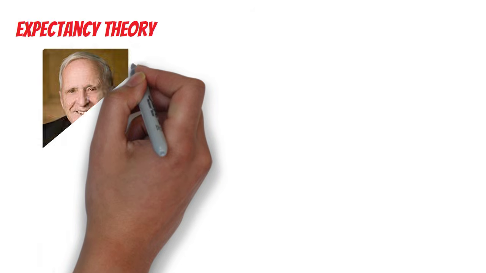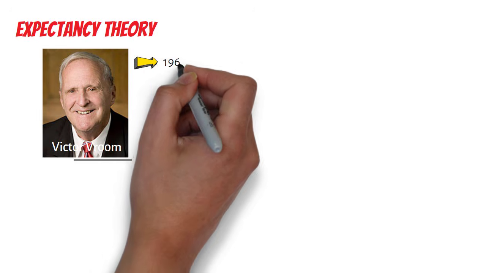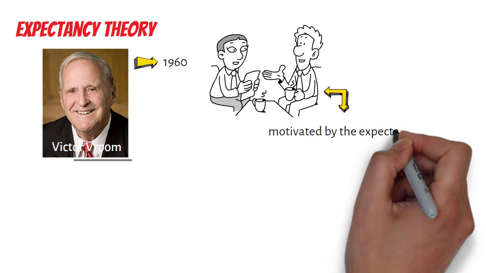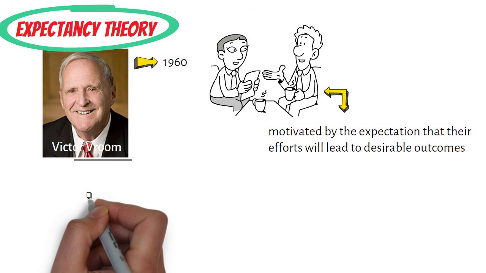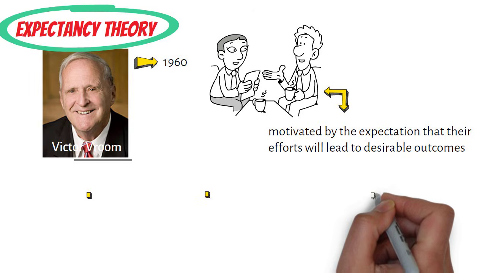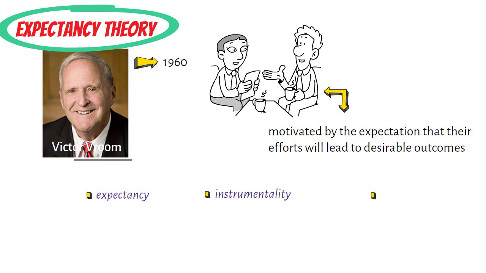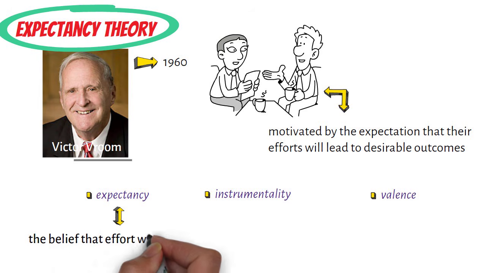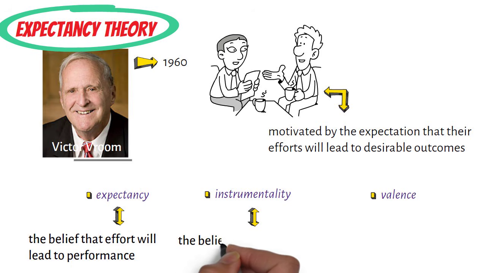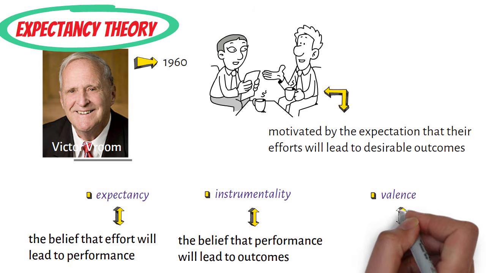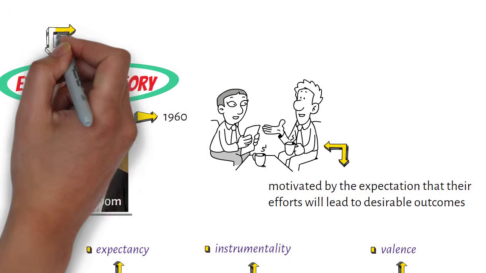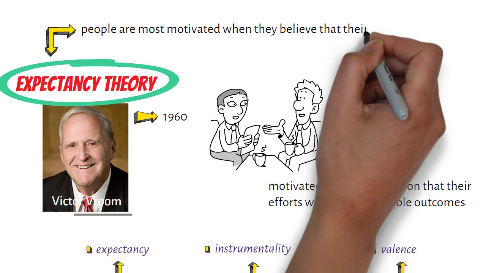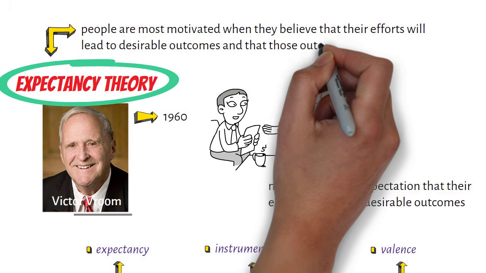Lastly, expectancy theory, developed by Victor Vroom in the 1960s, suggests that people are motivated by the expectation that their efforts will lead to desirable outcomes. According to this theory, motivation is a function of three factors, namely, expectancy, instrumentality, and valence. Expectancy refers to the belief that effort will lead to performance. Instrumentality refers to the belief that performance will lead to outcomes. And valence refers to the value placed on the outcomes. According to this theory, people are most motivated when they believe that their efforts will lead to desirable outcomes, and that those outcomes are valuable to them.